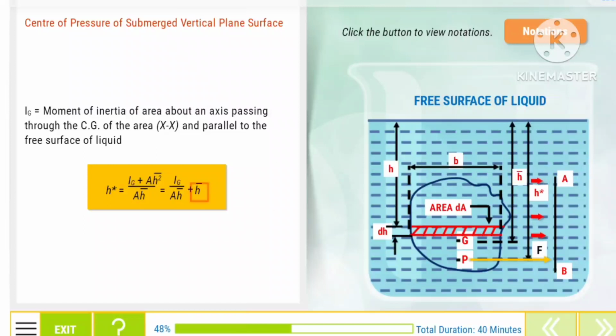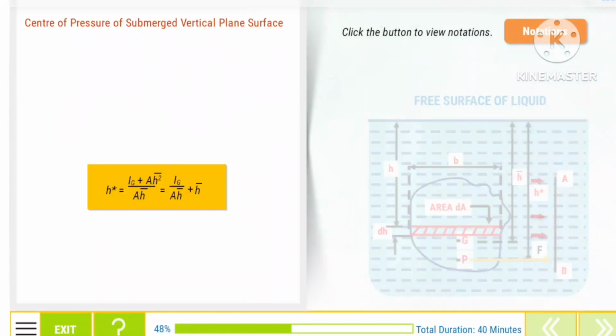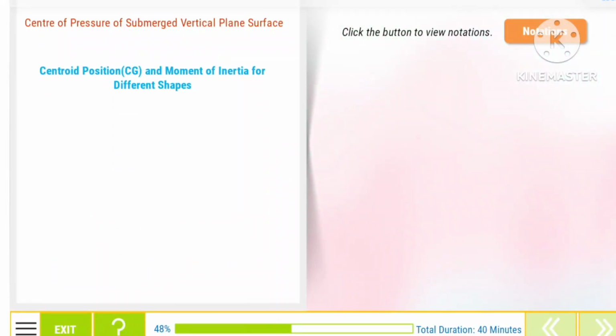In the given equation, h bar is the distance of the center of gravity of the area of the vertical surface from the free surface of the liquid. Hence, from the equation it is clear that the center of pressure, which is h star, lies below the center of gravity of the vertical surface. In addition, the distance of the center of pressure from the free surface of liquid is independent of the density of the liquid. Let's take a look at the centroid position or CG and moment of inertia for different shapes.